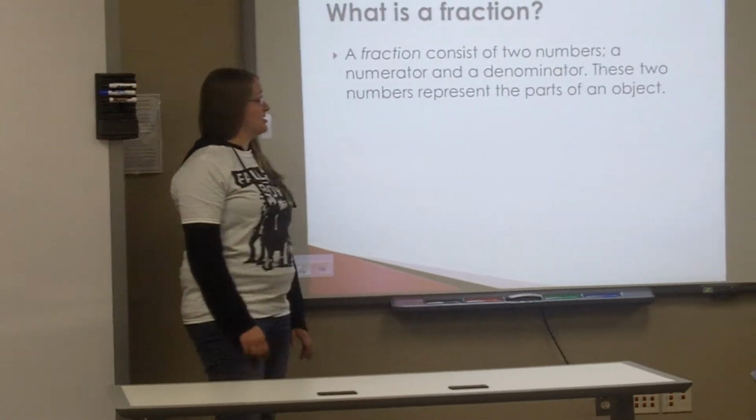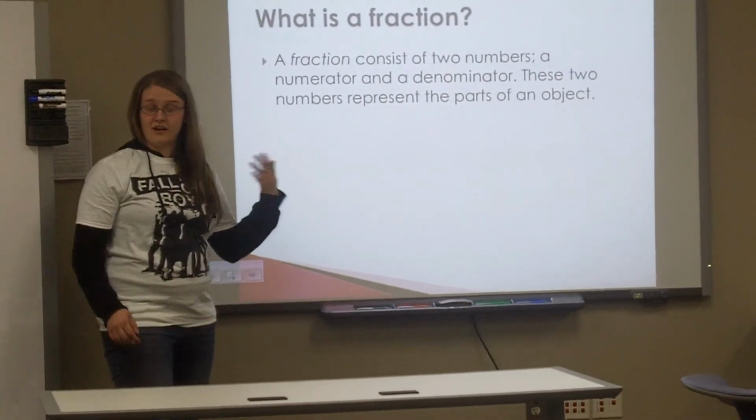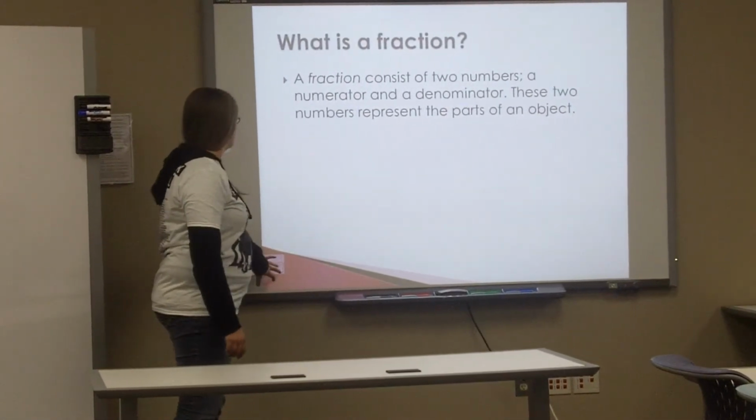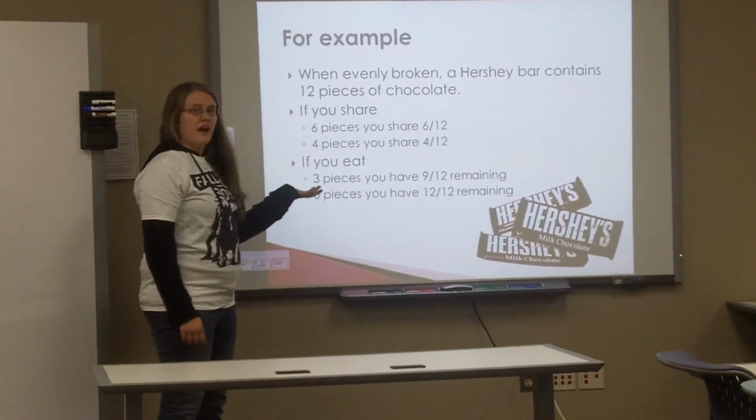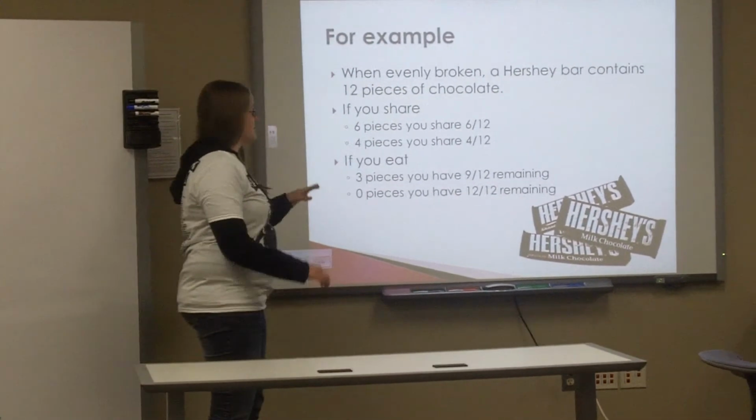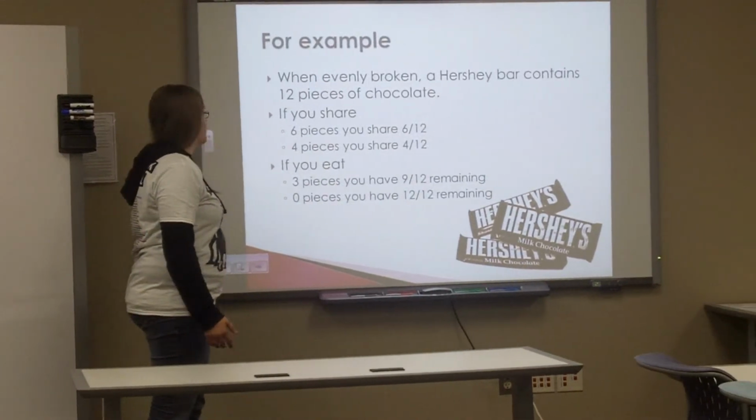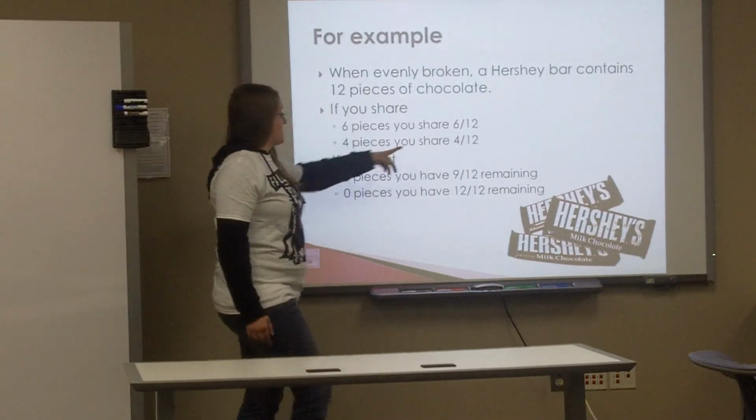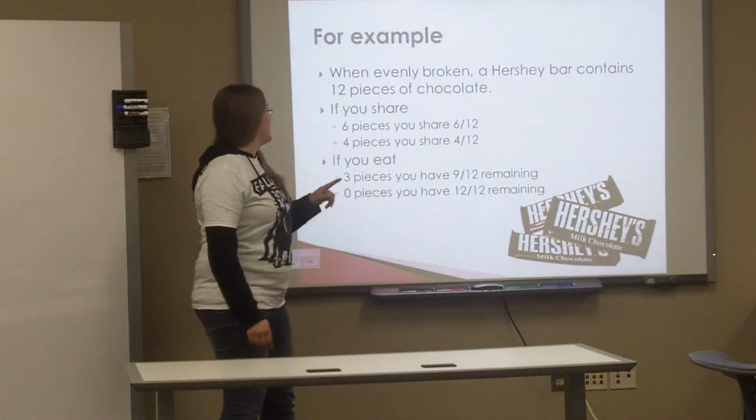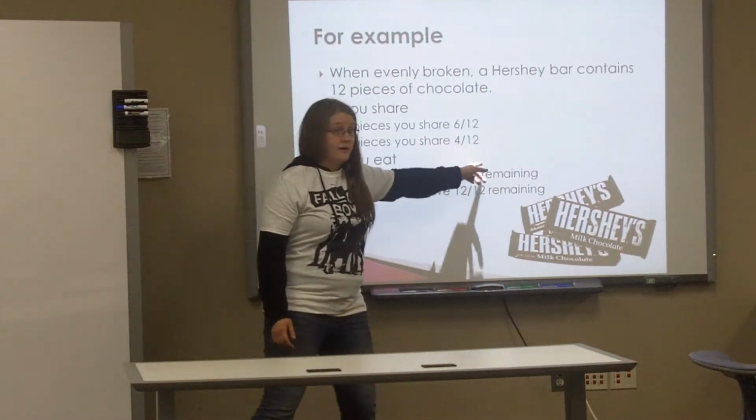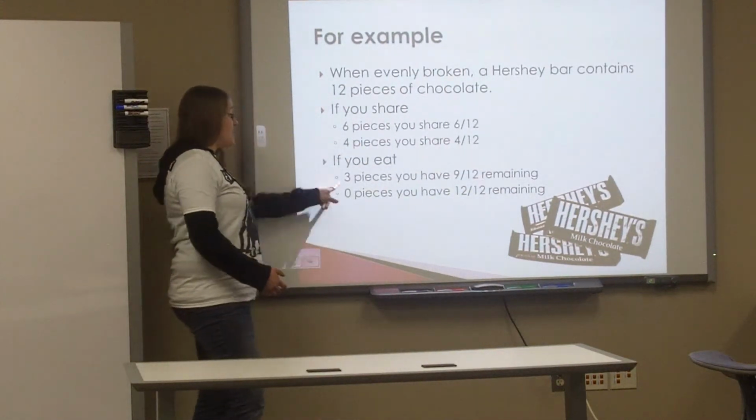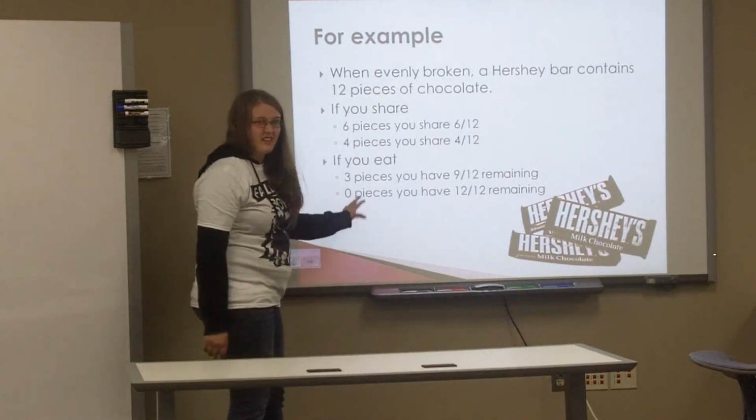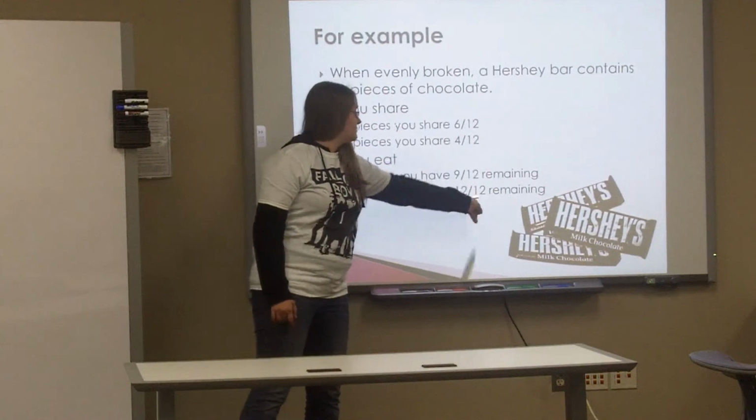So, a fraction consists of two numbers, a numerator and a denominator. The numerator, or these two numbers, represent parts of an object. So, when I think of fractions, I sometimes think of Hershey bars, because there are 12 pieces of candy in a Hershey bar. So if you share some of the Hershey bars, they share 6 pieces. You're sharing 6 twelfths. If you share 4 pieces, you share 4 twelfths. And then if you eat 3 pieces, you will have 9 twelfths remaining. If you eat none, you have the whole bar, or you have 12 twelfths.